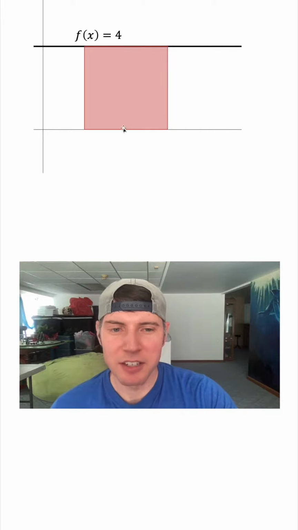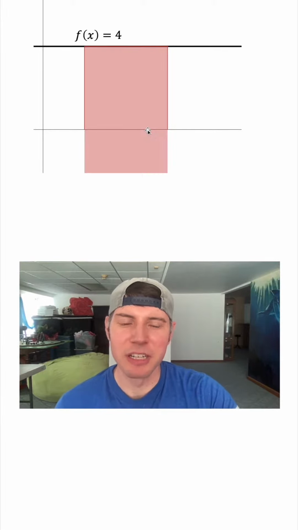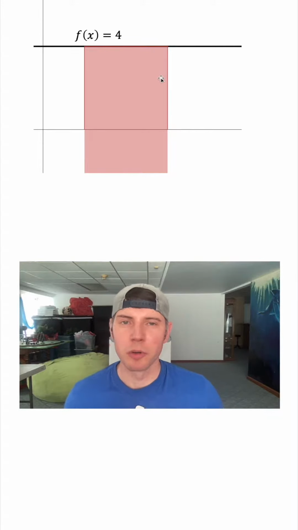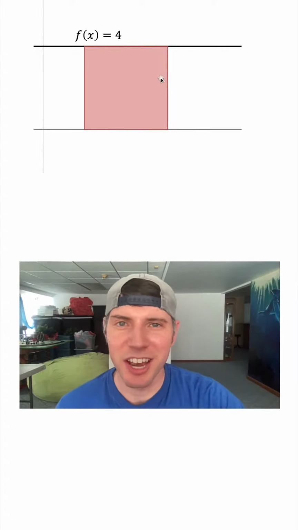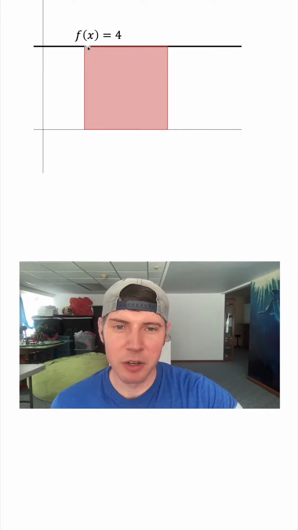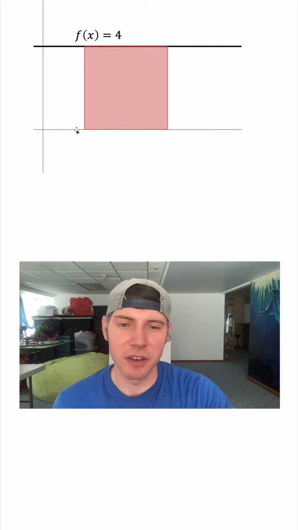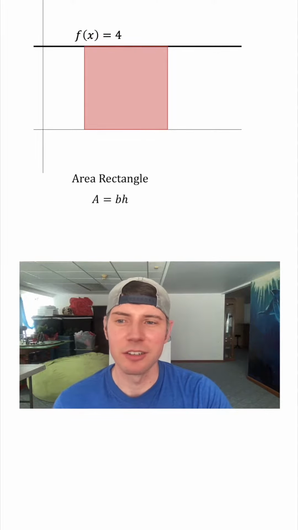This stopped at the x-axis, and there's a reason for that. If we didn't stop at the x-axis, it would go down forever and the area would just be infinite. So we need to have it stop somewhere, and the x-axis is a logical place for it to stop. If we want to know what the height is here, it's just going to be our function value at each of these values of x. The area of this is just a rectangle, which is base times height.